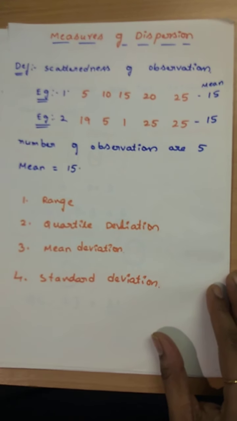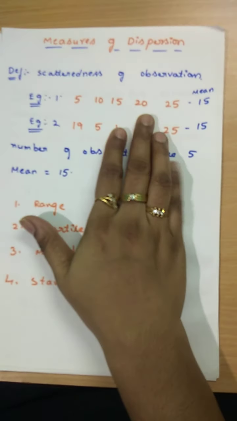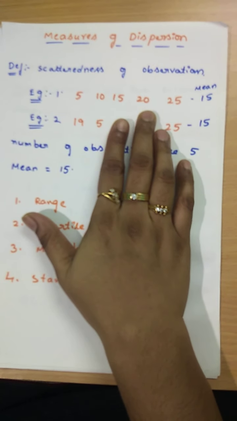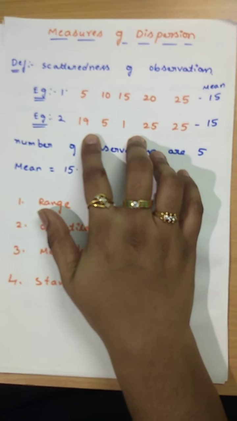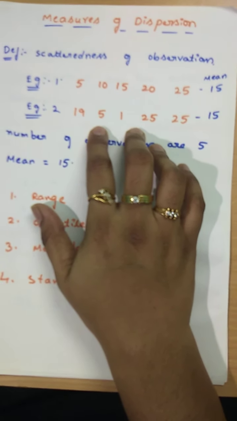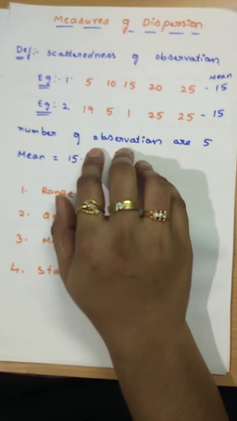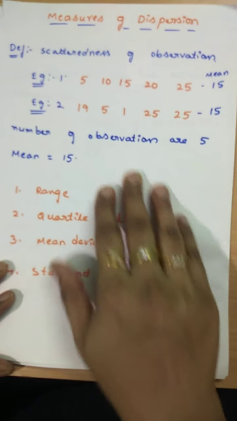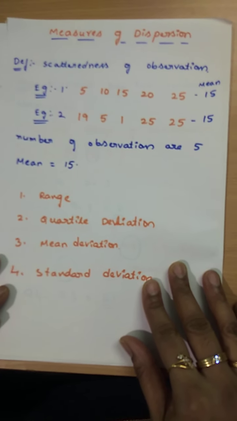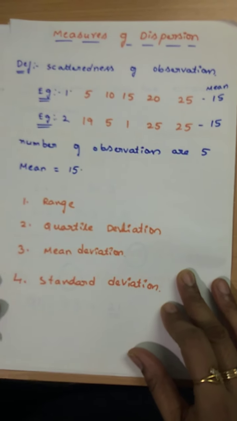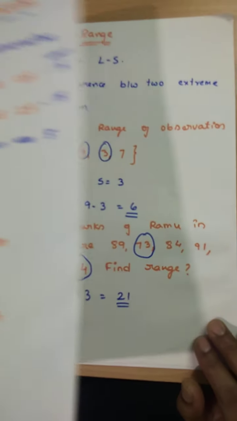Hope it's clear. Dispersion means scatteredness of the observations. In the first example, scatteredness is less because all the observations are nearby. In the second series, the observations are not close to each other. So we can say the dispersion is less in the first case and more in the second case. These are the four methods to find the dispersion values: range, quartile deviation, mean deviation and standard deviation. In this class I have explained the range concept. In my coming videos I will explain the remaining concepts.